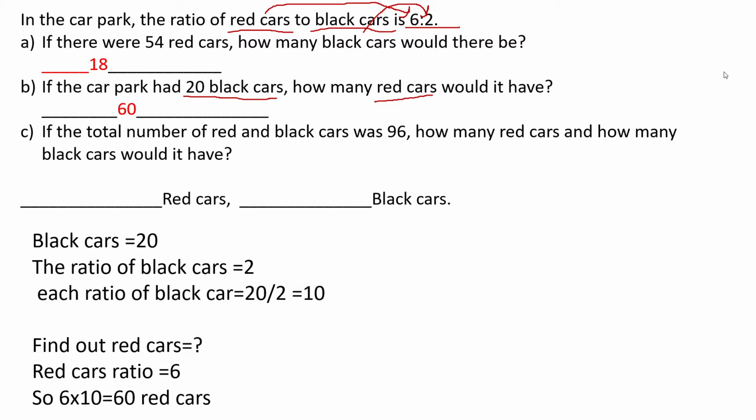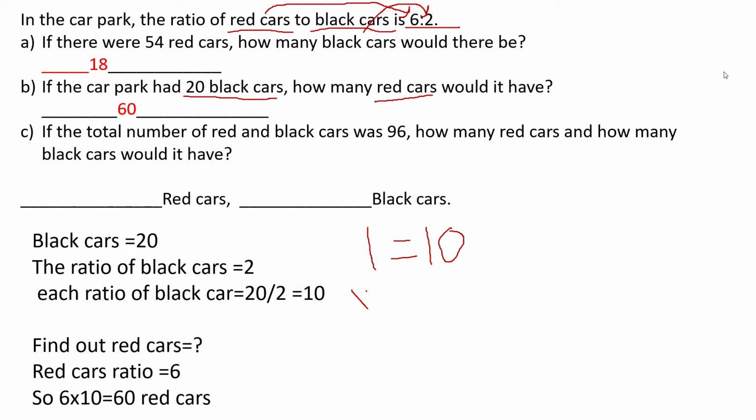So it has already provided how many black cars there are. The ratio of black cars is 2, as stated here. Each ratio of black car is 20 divided by 2, which will equal 10. So one part of the ratio, in this case, equals 10. And now we need to find out the red cars. The red cars ratio is 6. So 6 times 10 equals 60 red cars.